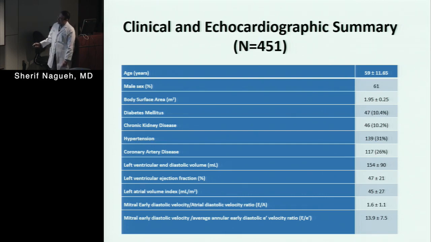Their left ventricular end diastolic volume on average was 154, but notice the large standard deviation. Left atrial maximum volume index was 45, so many patients had enlarged left atria. Mean ejection fraction of the group was 47%, again with a large standard deviation reflecting the inclusion of patients with depressed EF. The E to A ratio on average was 1.6, and the E to E prime ratio on average was 13.9, with a big standard deviation.